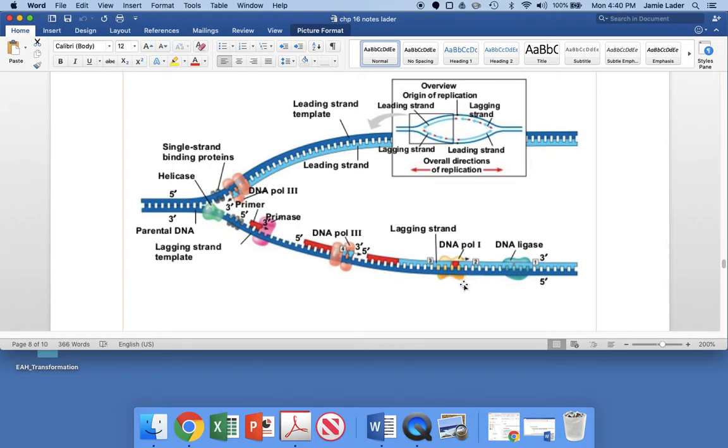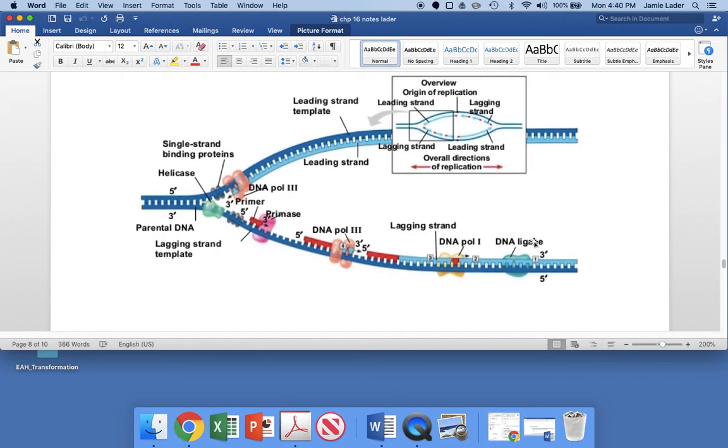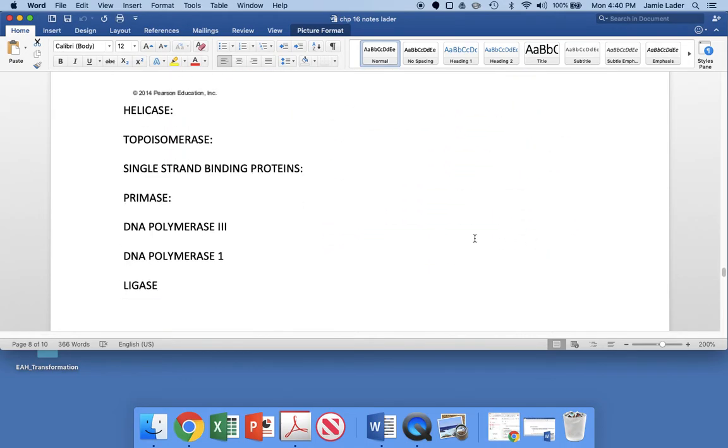This is a little tough, but as long as you go over it, you're going to be good to go. So these are the enzymes involved: helicase is going to unwind and open the molecule, and then topoisomerase is going to relieve some strain on the molecule.